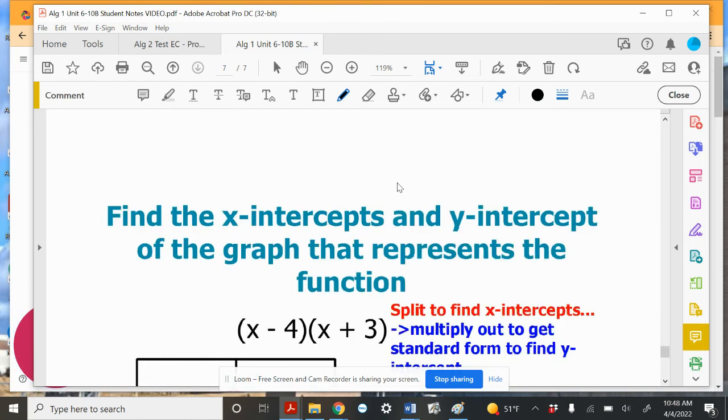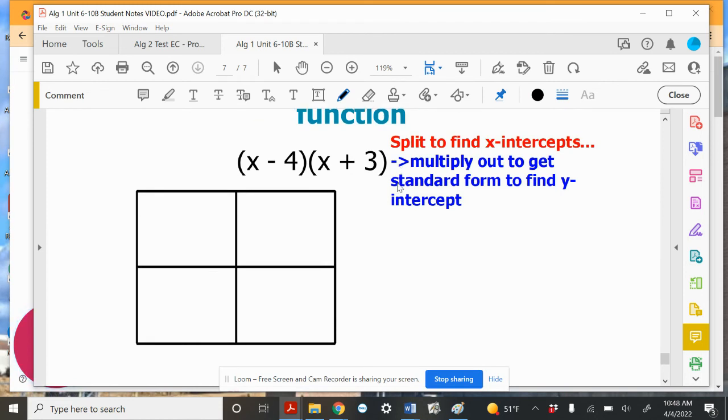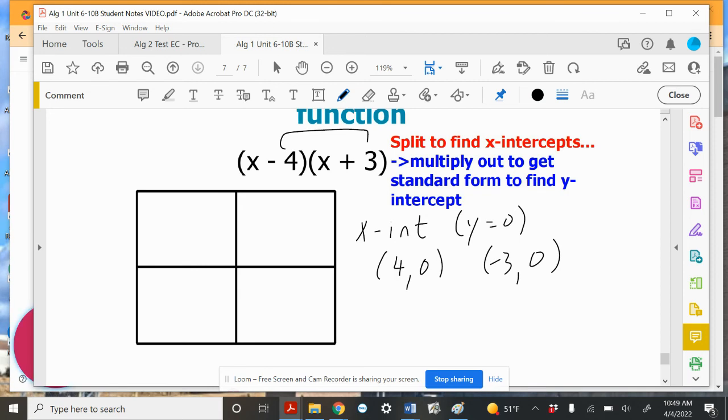And then, of course, on the last one, same kind of thing. But this time I'm not going to multiply them out to find the y-intercept. All I'm going to do is look at these last two numbers. So for my x-intercepts, y is equal to 0. So if y is equal to 0, I have something 0 and something 0. If I look at these numbers up here, I have 4 and negative 3. Again, remember they are opposites of those.